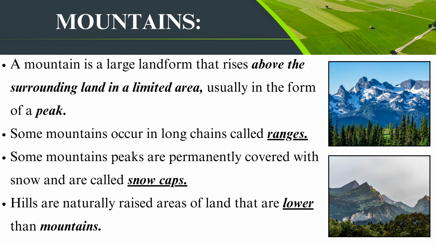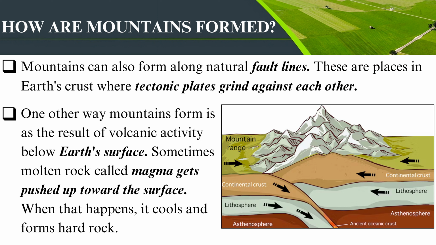Hills are naturally raised areas of land that are lower than mountains. How are mountains formed? Mountains can form along natural fault lines. These are places in the earth's crust where tectonic plates grind against each other. In another way, mountains form as a result of volcanic activity below the earth's surface. Sometimes molten rock called magma gets pushed up toward the surface. When that happens, it cools and forms hard rock.